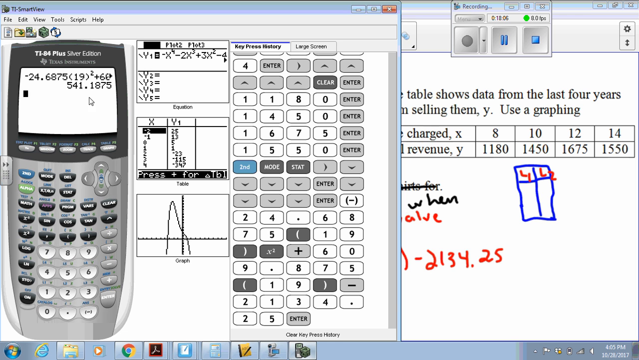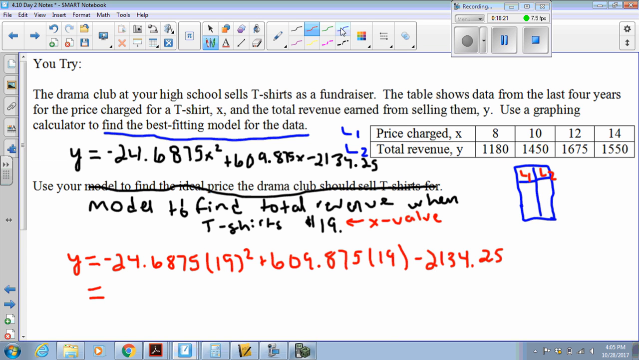So here, our total revenue is going to be about $541. And because we're doing money, we want to round. So we're going to round to 19 cents. Okay. So our answer here is going to be, make sure you use a dollar sign to indicate how much money it is. So $541, and then it's going to be 19 cents. And that would be our final answer.